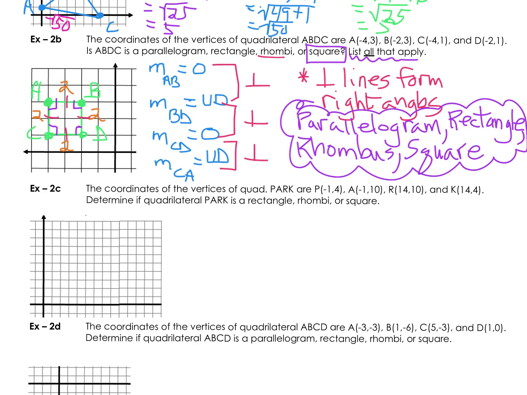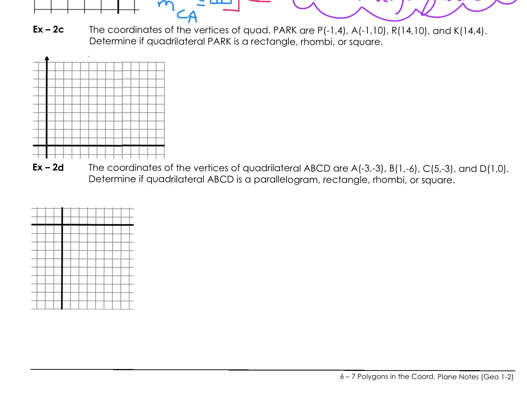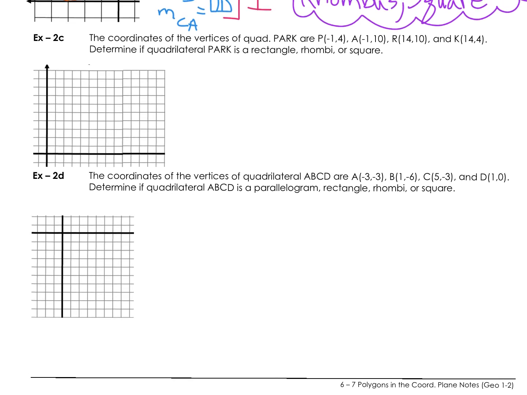Okay, let's move on to the third problem, which is this one. So again, we are going to plot our points. I'm going to start off with, I'll do purple. All right, so -1, 4, so left 1, up 4. So I'm going to list that as P.